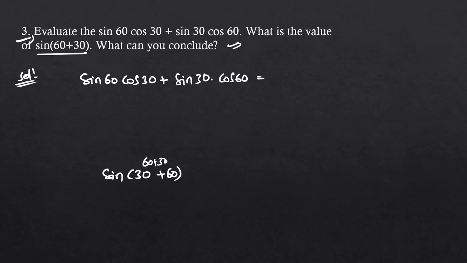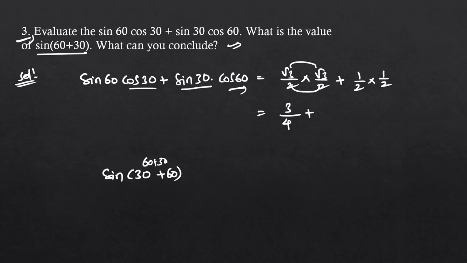Here sine 60 is equal to how much? Root 3 by 2, and cos 30 is also root 3 by 2, plus sine 30 is 1 by 2, and cos 60 is also 1 by 2. So root 3 into root 3 will be 3, over 4, plus 1 into 1 is 1, over 4. So LCM is 4 here, and the numerators are 3 plus 1 is equal to 4. 4 over 4 will get cancelled. 1 is the answer here.